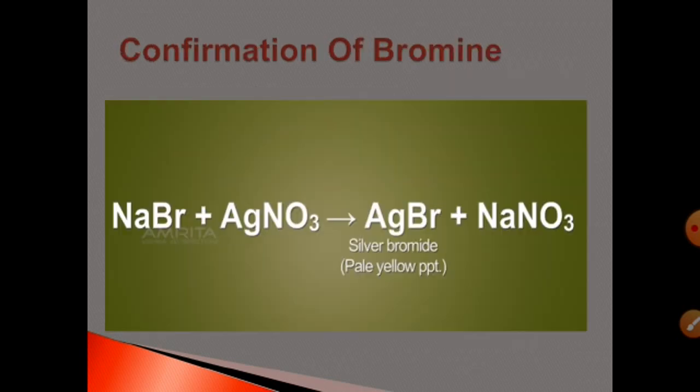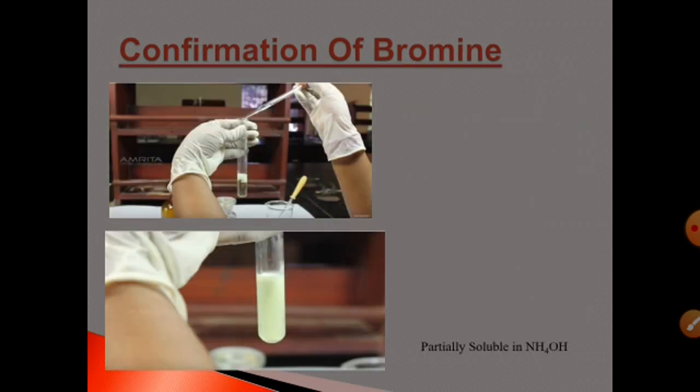If bromine is present in the organic compound, it fuses with sodium metal to convert into sodium bromide. This sodium bromide, when reacted with silver nitrate solution, gives a pale yellow precipitate of silver bromide. This pale yellow precipitate of silver bromide is partially soluble in ammonium hydroxide solution.